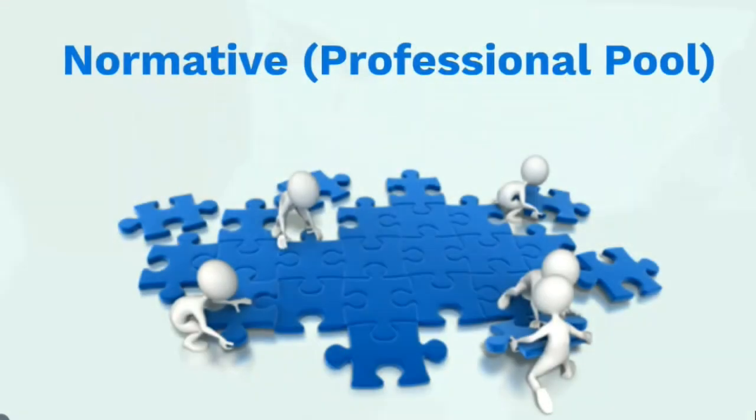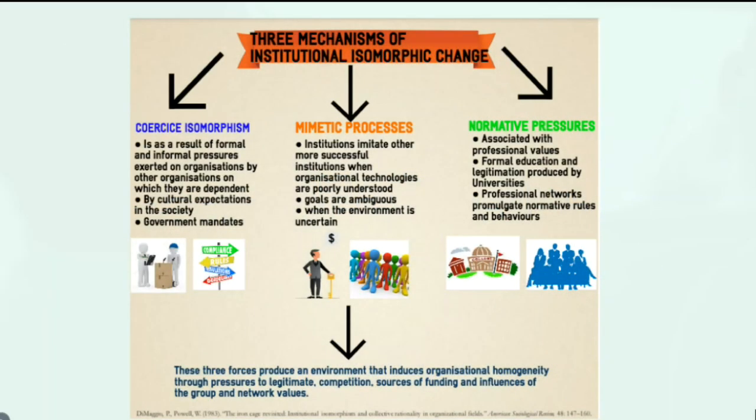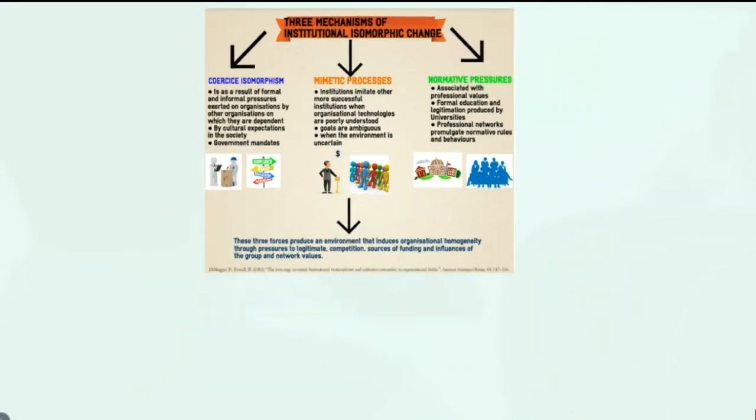The third source of isomorphism is normative, and it describes the effect of professional standards and the influence of professional communities on organisational characteristics. They capture the ways in which institutions are expected to conform to standards of professionalism and to adopt systems and techniques considered to be legitimate by relevant professional groupings. These norms are conveyed through the education and training of professionals and certification processes accredited by the professional bodies.